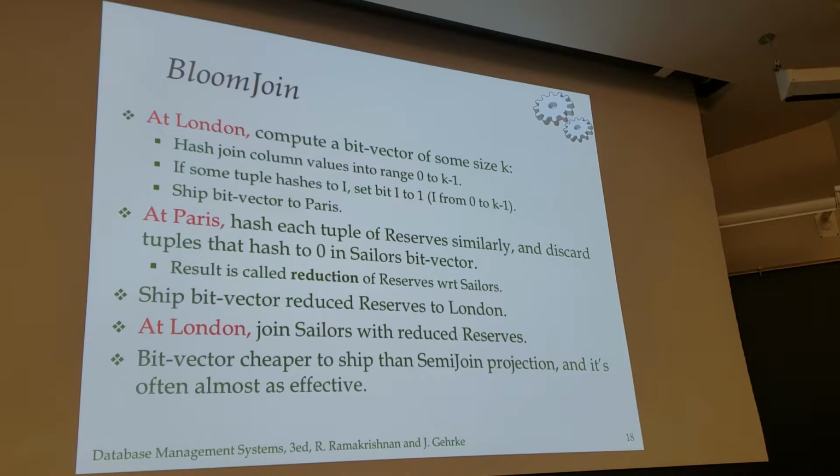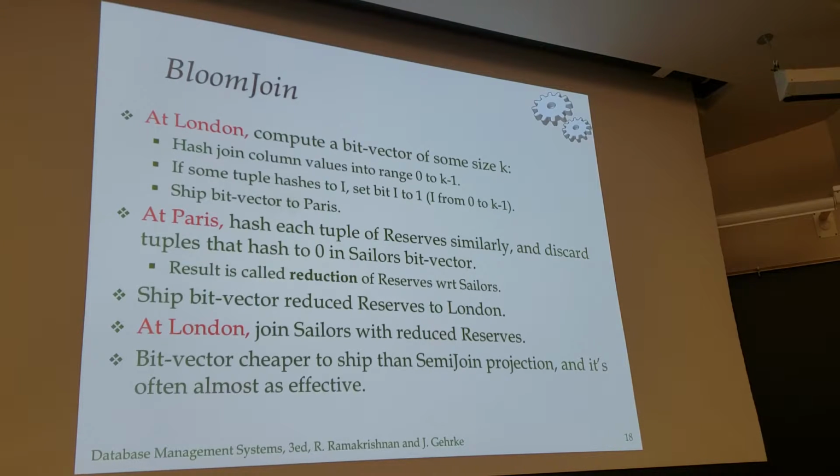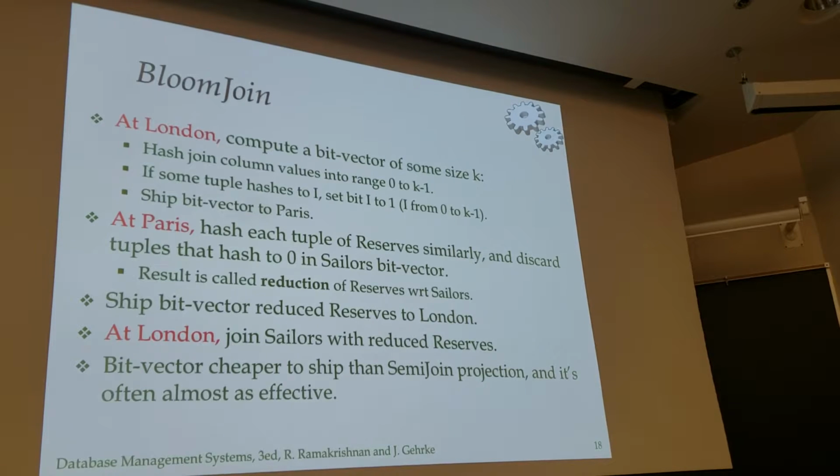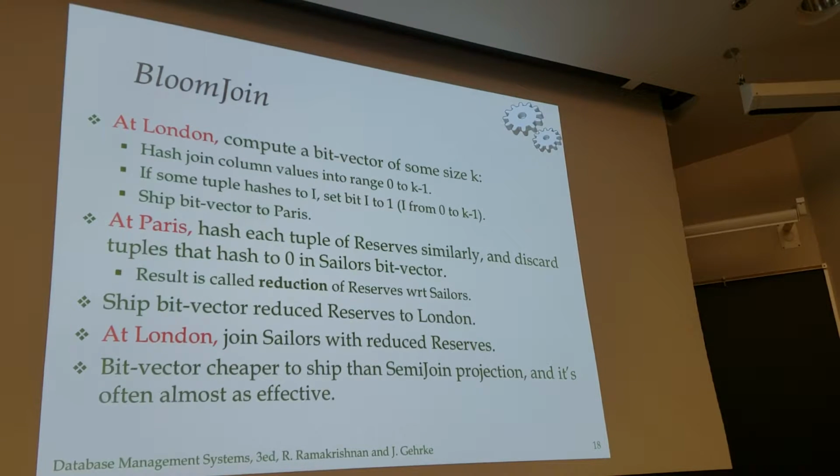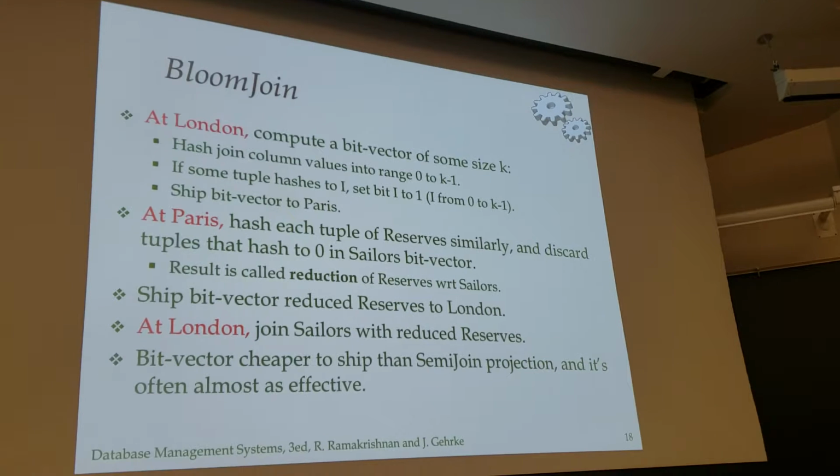And there's a fascinating heuristic which can have some false positives called a Bloom join. Bloom join is a lot like semi-join, only not as precise and not as expensive. There's a trade-off. Do you want to be more precise and more expensive? Do you want to be less precise and less expensive?